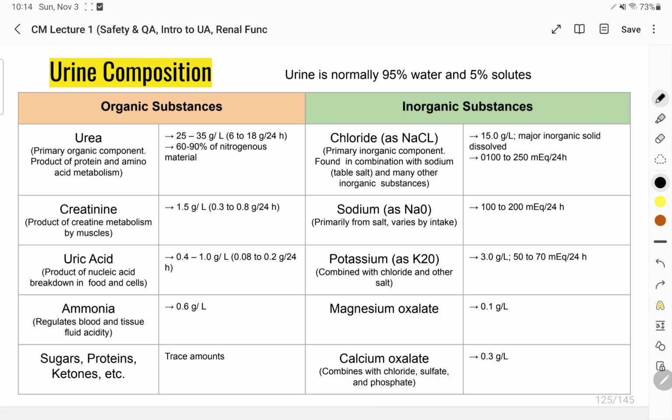Okay? And found in a combination of your sodium. Okay? So, major inorganic solid dissolved chloride. And then sodium, kaduha siya. Okay? So, primarily, of course, from salt, pinagis itong pagkaon. Potassium also, napo na siya. Okay? Combined with chloride and other salt. Magnesium oxalate also and calcium oxalate.